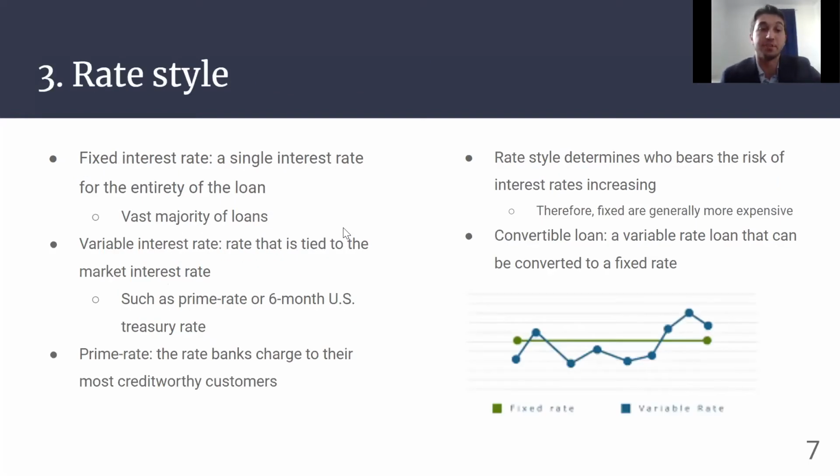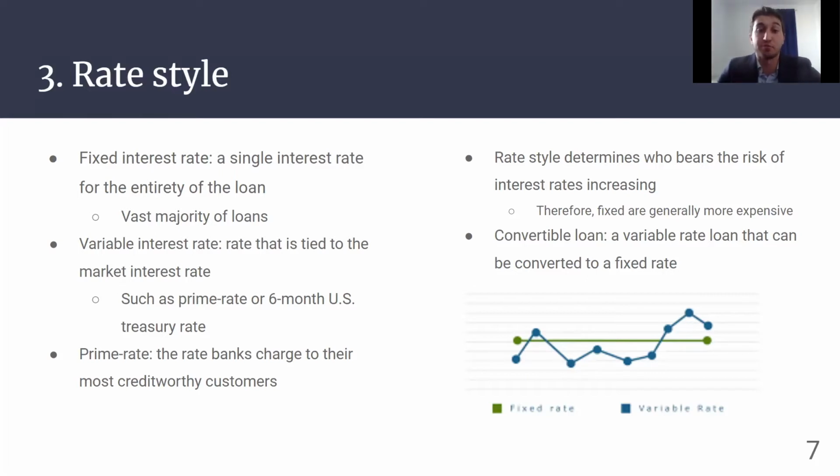The third thing to consider is the rate style. The vast majority of loans come in the form of fixed rates, meaning that the interest applied to the loan is the same for the entirety of that loan. A variable rate loan, on the other hand, has a changing rate that's usually tied to some market rate, like the prime rate, the 6-month treasury rate. The prime rate is the rate that banks give to their most creditworthy customers, for example, someone who has an 850 credit score. The way variable rates work is stated in the terms of the loan, and it's usually something like the prime rate plus 3% is the rate that you pay.